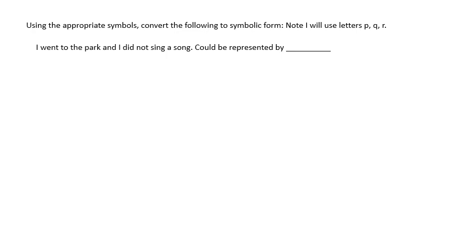First one. I went to the park and I did not sing a song. I have two simple statements. I went to the park. I did not sing a song. I'm going to represent the first one with P. The second one contains a negation, so actually I'm representing Q with, Q represents the statement I did sing a song. And they're connected by and, therefore this is my representation of that statement.